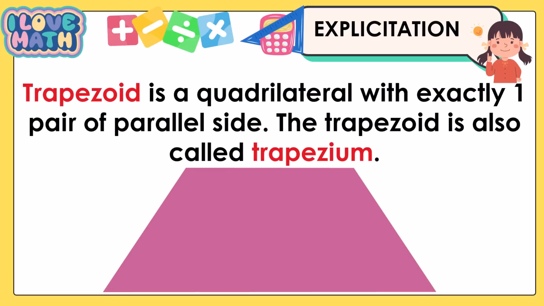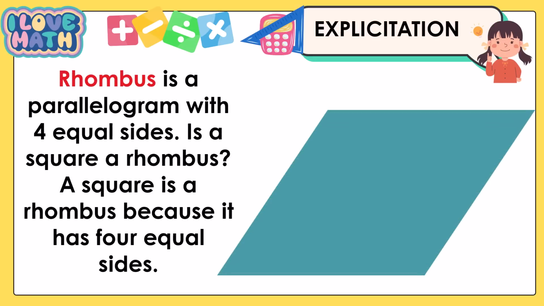A trapezoid is a quadrilateral with exactly one pair of parallel sides. The trapezoid is also called trapezium. A rhombus is a parallelogram with four equal sides. Is a square a rhombus? A square is a rhombus because it has four equal sides.